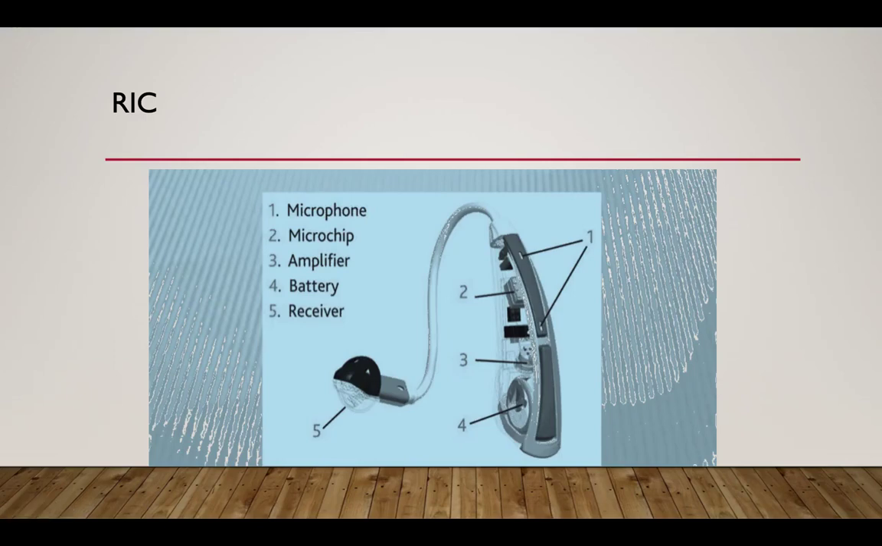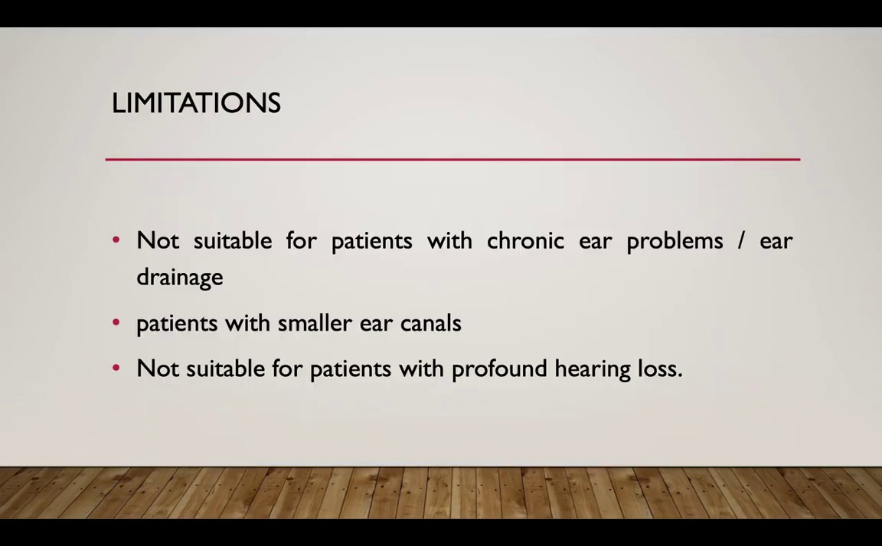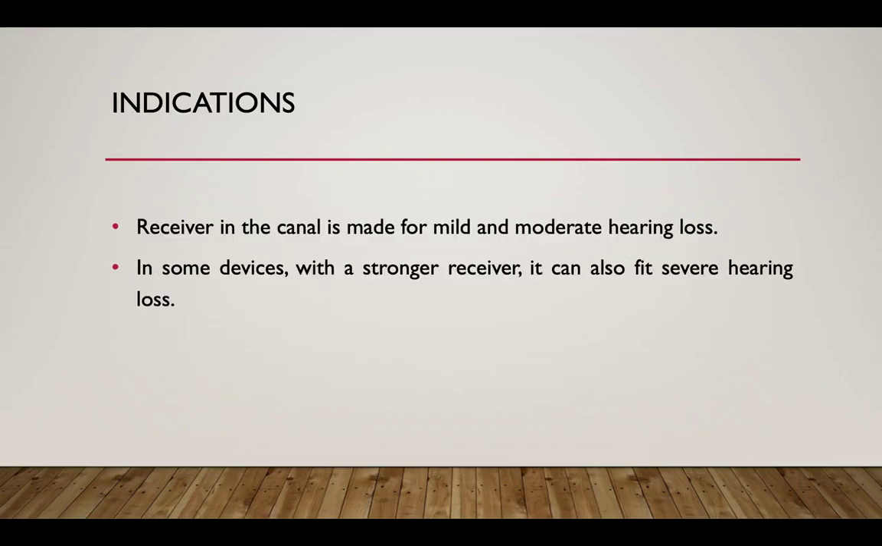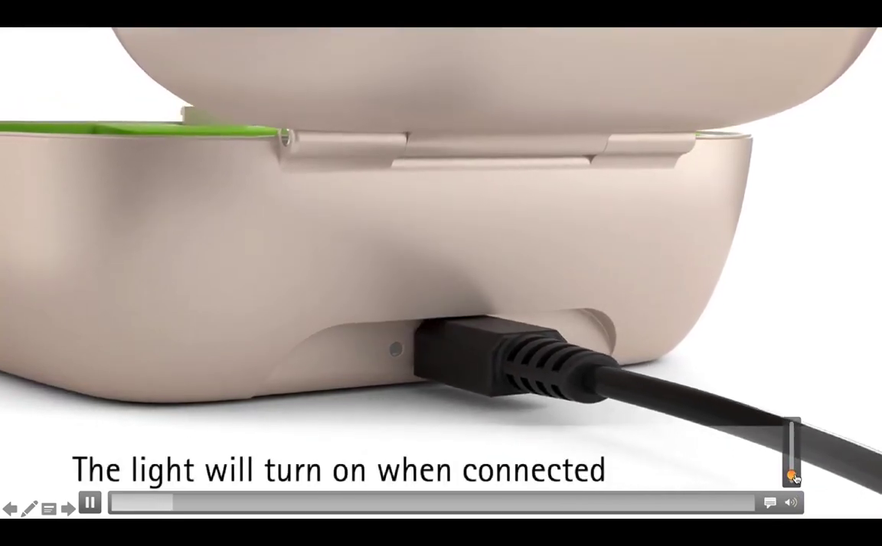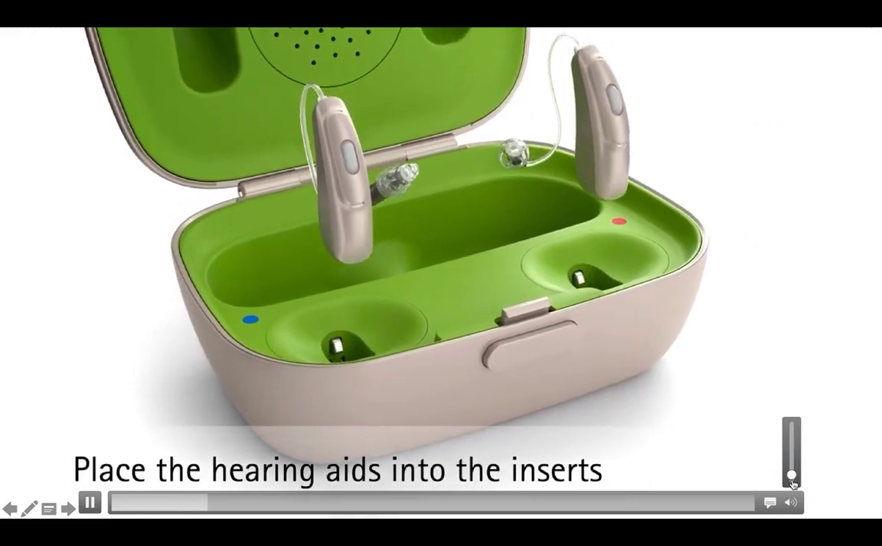Another, more specific type of behind-the-ear hearing aid is the receiver in the canal. The receiver comes out from the behind-the-ear hearing aid to be fitted in the outer ear canal. But it has some limitations: it is not suitable for patients with chronic ear discharge, patients with a smaller ear canal, or patients with profound hearing loss. It is indicated for mild to moderate hearing loss, or even moderately severe in case of stronger receiver devices. This is one of the behind-the-ear receiver in the canal hearing aids, introduced by Phonak, which is Phonak Audio, one of the best hearing aids on the market.